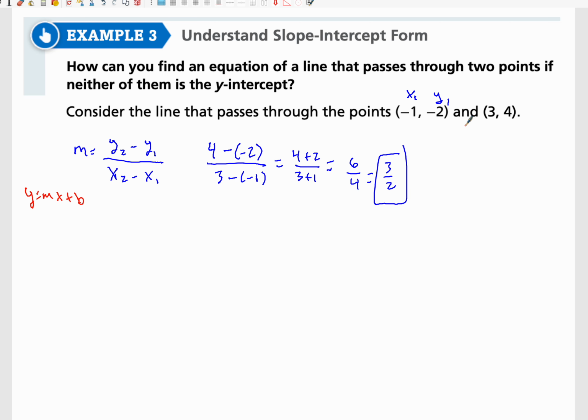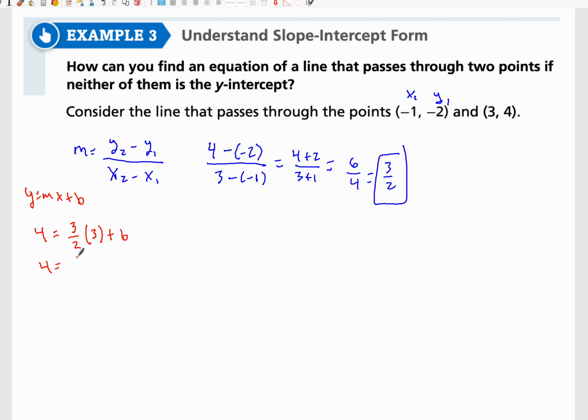So I'm going to choose 3, 4 as my point because those values are positive and it's easier to work with positive numbers. So I'm going to say y equals m times x plus b. Everybody understand where those numbers came from? Yes. 3, 4 is an ordered pair. That's an x, y value. And then I know the slope is 3 over 2, so I can use 3 over 2 as my slope. Now I just got to do math.